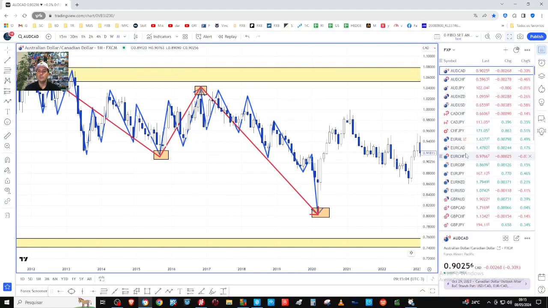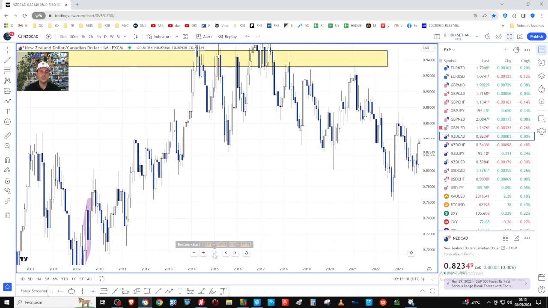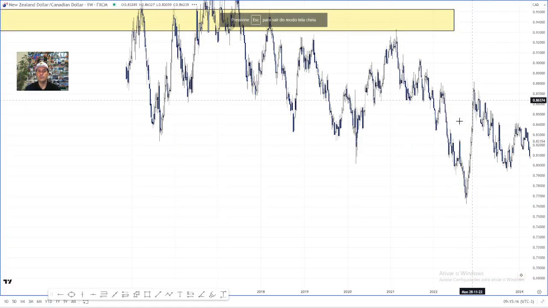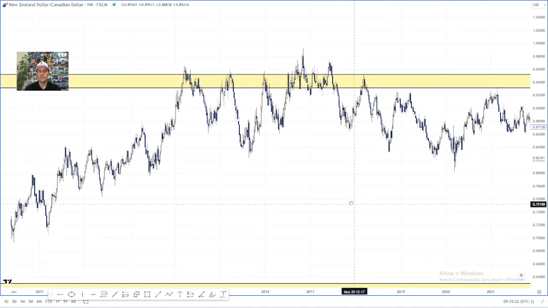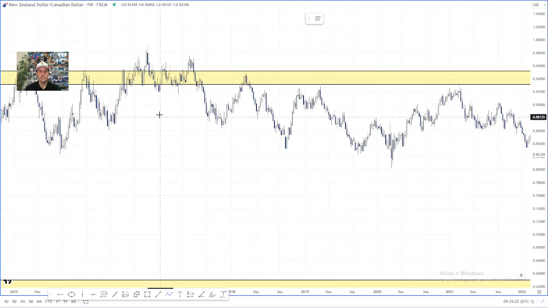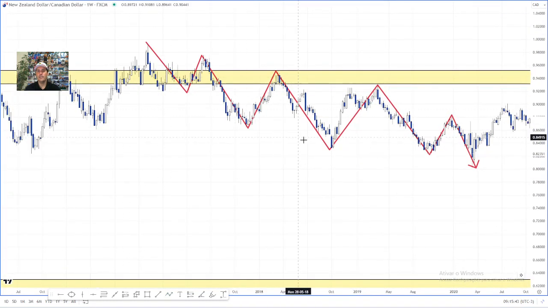Another one to easily spot and understand is NZDCAD. If you go on NZDCAD on the weekly chart, just for you to see, starting from the monthly bands, I'm going to connect high to low, low to high, high to low, low to high, high to low, lower low, low to high, high to low.